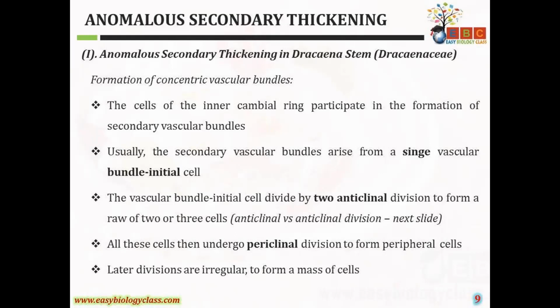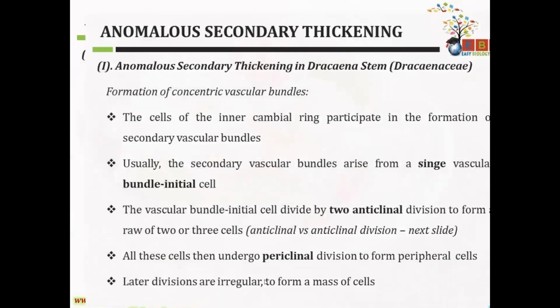Anticlinal means perpendicular to the surface of the cells, and these are called anticlinal divisions, whereas periclinal means parallel to the cells, and these are called periclinal divisions. All these cells then undergo periclinal divisions to form peripheral cells. Later divisions are irregular and form a mass of cells.